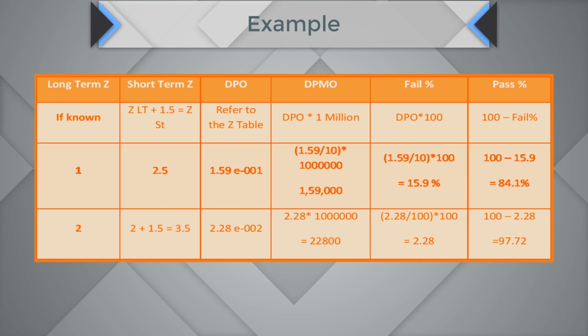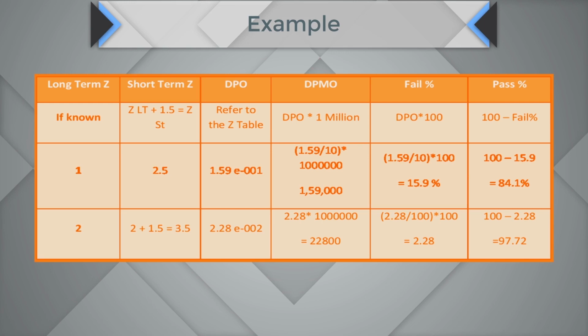Let's look at the value of Z score at 2. So when I have a Z score given to me at 2, if I add 1.5, which is 3.5, that's my short-term process capability, short-term Z score. So ZST will be 2 plus 1.5, which is 3.5. Look up the Z table for the value of 2. You will get a value of 2.28 E-002, which is 2.28 by 100.